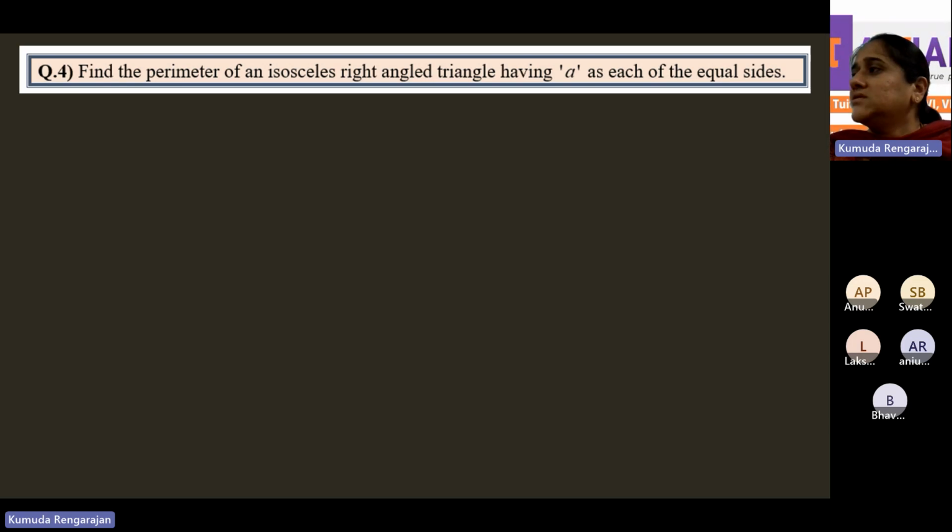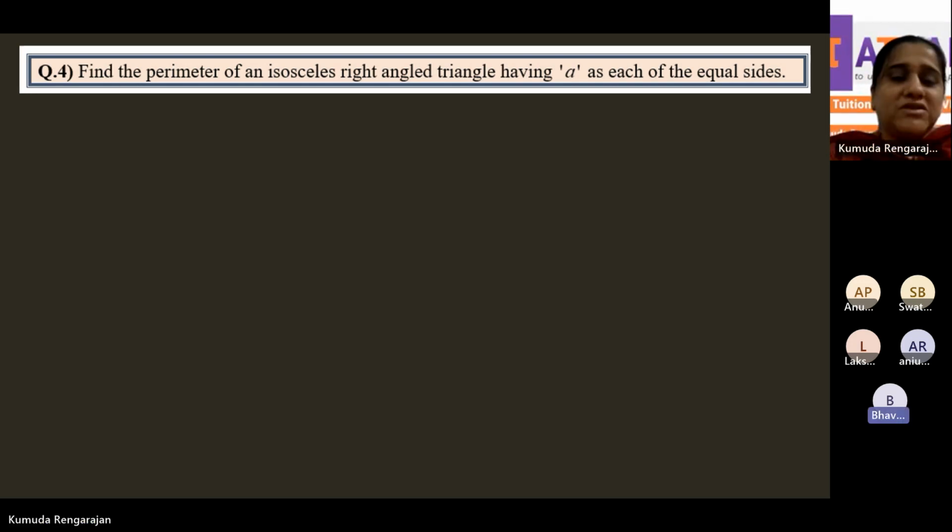Others? Still working? How long does it take to work this one? Online students? Done, ma'am. Abhishek, what's the answer? Ma'am, A into 2 plus root 2. You've taken A common, is it? Yes. Okay, A into 2 plus root 2. Before taking out common, what do you have? Ma'am, 2A plus root 2A. 2A plus root 2A is right. Correct.